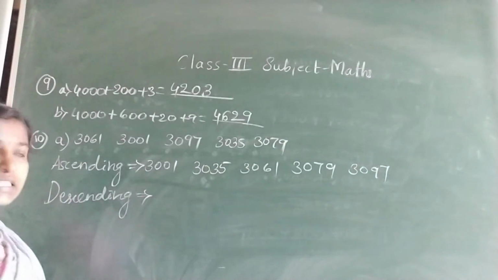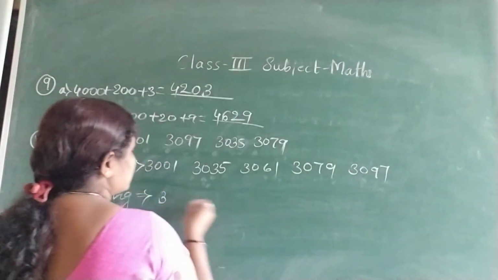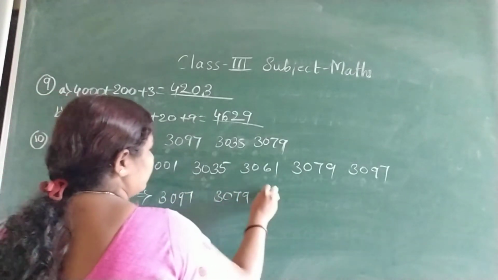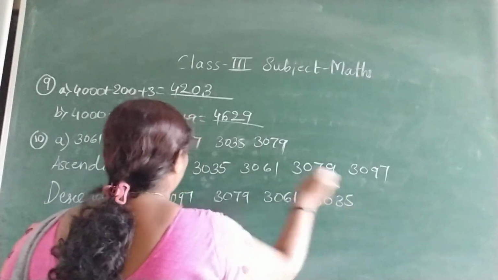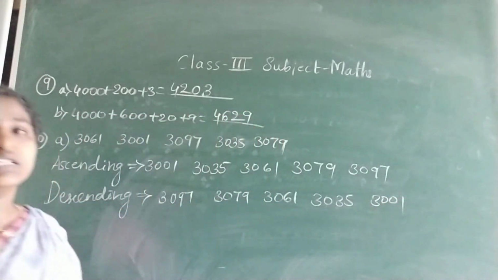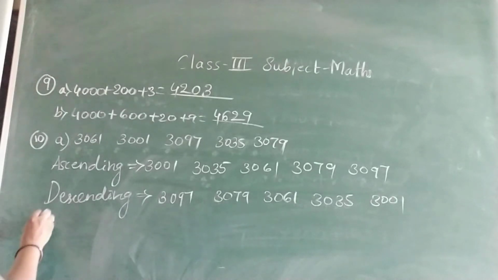Now we should write descending, from the biggest to the smallest. Now this is biggest, write that only first, and last will be the smallest. Got it? This is ascending and descending. Second question B.